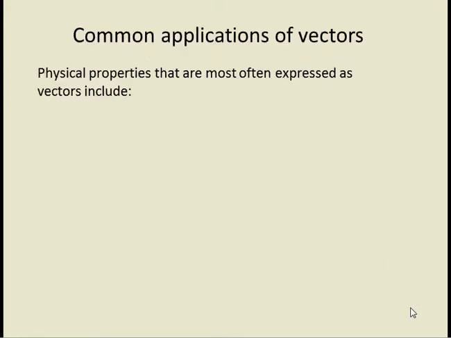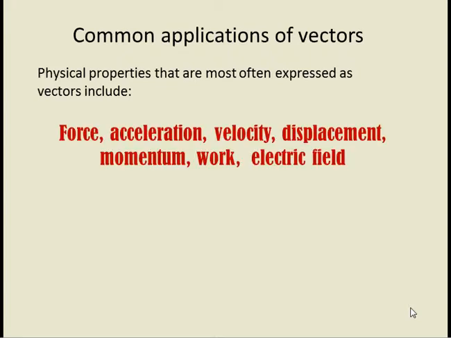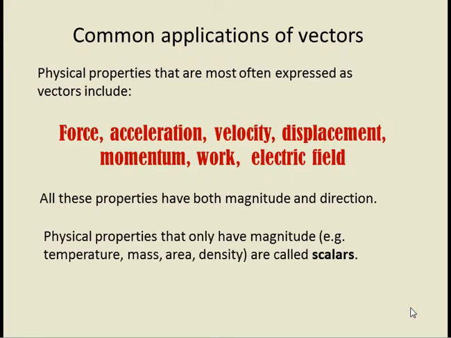Why do we need to know vectors? Well, vectors are really important in physics. Stuff like force, acceleration, velocity, displacement, momentum, work, electric field, all have magnitude and direction, so we can express them all as vectors. Things that aren't vectors, that only have magnitude, we call scalars. Temperature, density, they're good examples.